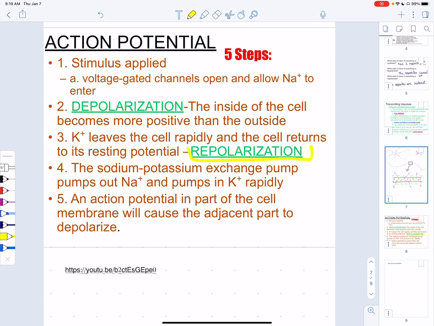Okay, so we now have this idea of an action potential and what is happening during the passing of the impulse. Again, an impulse is what travels through the neuron. Please know that neurons only send messages in one direction. So you have all of your afferent neurons going towards the brain, and you have all your efferent neurons coming away from the brain.